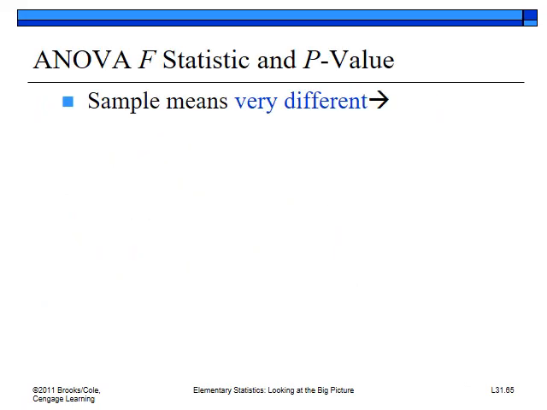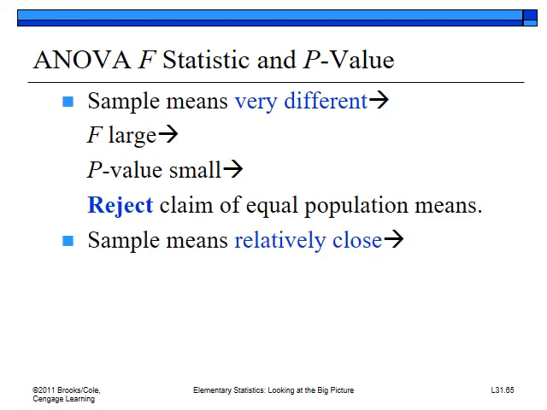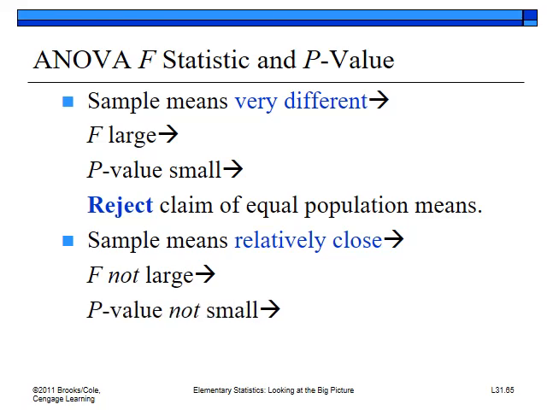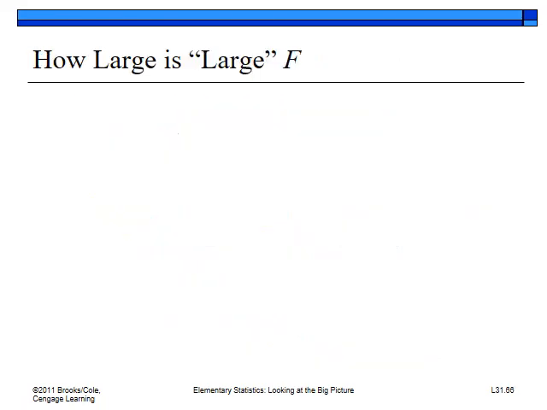Now remember, if the sample means are very different, that means that F is large, and therefore the p-value is small, which means that we are likely to reject the claim that the population means are equal. That's the null hypothesis. If the sample means are relatively close together, that's going to make F smaller, and therefore make the p-value bigger, and lead us to not reject the null hypothesis, which means we might believe that the population means are all equal. So let's look at the large values of F.